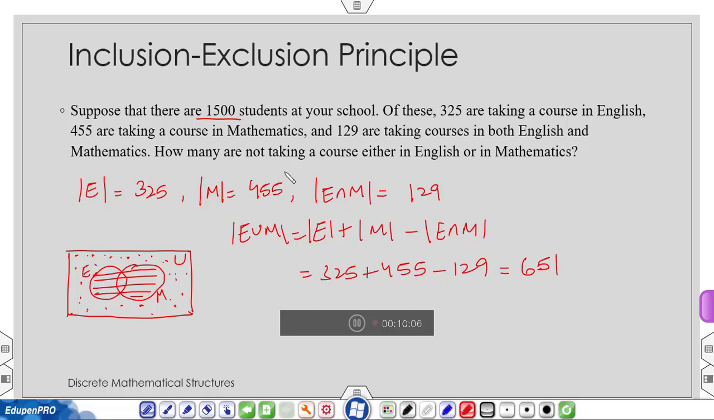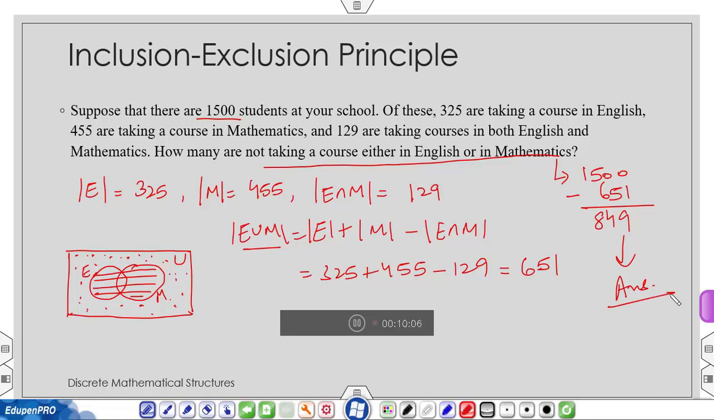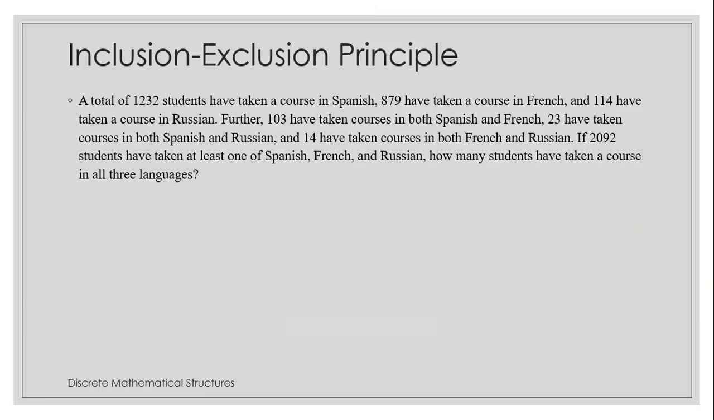Now the number of students who are not taking a course either in English or mathematics will be 1500 total students minus the number of students in either English or mathematics, which is 651. So when you subtract this, the answer is 849. So this is our answer. 849 students have not taken a course in either English or in mathematics. So now this is an example for 3 sets.